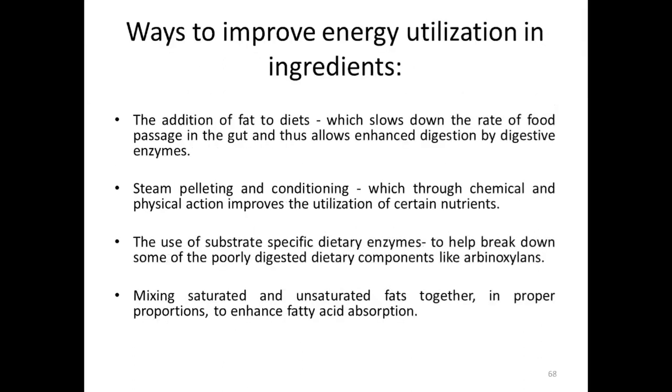How can we improve the energy utilization in ingredients? Like addition of fat to the diets, steam pelleting or conditioning, and use of specific enzymes to break down some of the poorly digested dietary components like arabinoxylans. Also, mixing of saturated and unsaturated fat together in the proper proportion to enhance fatty acid absorption.